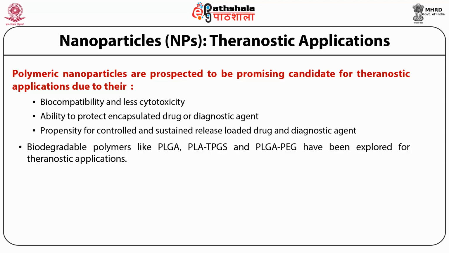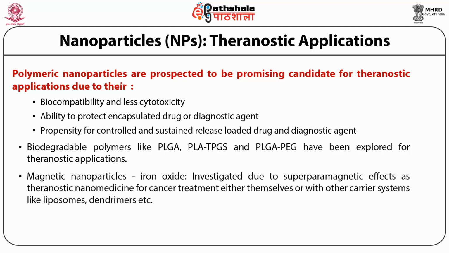The next advancement in this theranostic application is magnetic nanoparticles. As we have discussed previously also, there is magnetic targeting. In this, what we do is apply a magnetic field externally to localize the magnetic nanocarrier to a particular site. And for this, we use iron oxide, magnetite or hematite containing the iron oxide.